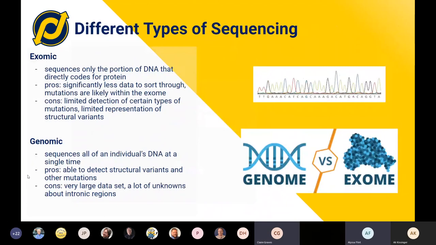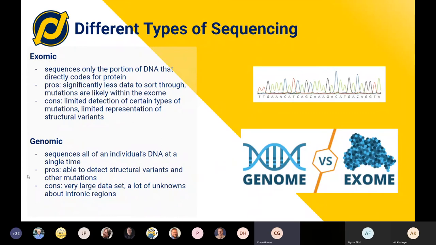And then another thing that we wanted to touch on is the different types of sequencing that are available right now. To start, each of us has approximately 3 billion base pairs in our entire genome, but the coding portion of the genome, the number of bases that directly transcribes or translates into protein, is only about 30 million. So that's only 1% of our entire genome. You can guess there's still stuff to be discovered, but as far as sequencing goes, exomic sequencing is just going to be sequencing that portion that directly codes for protein.